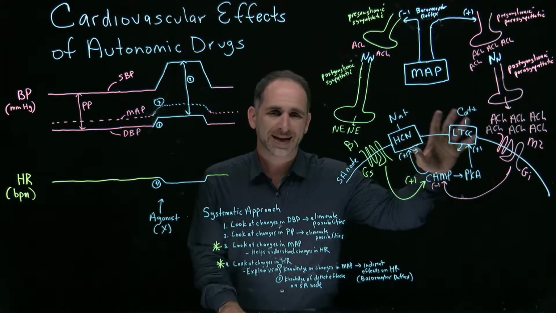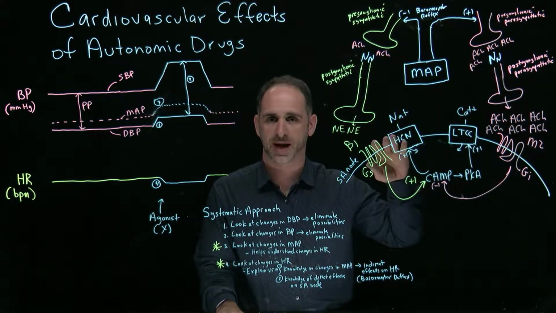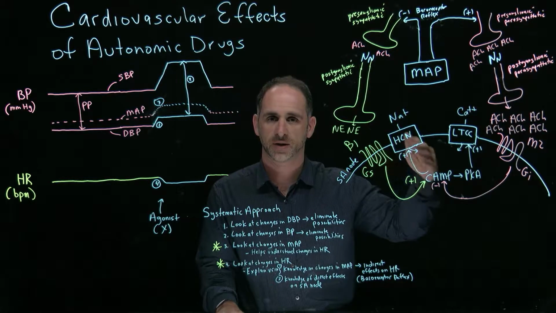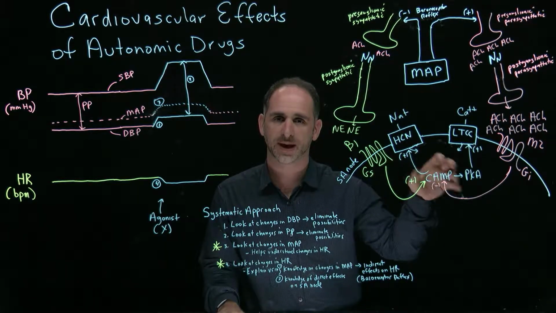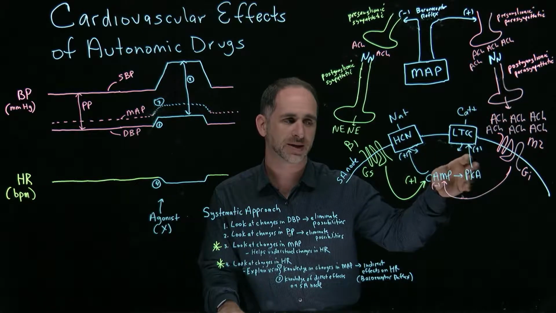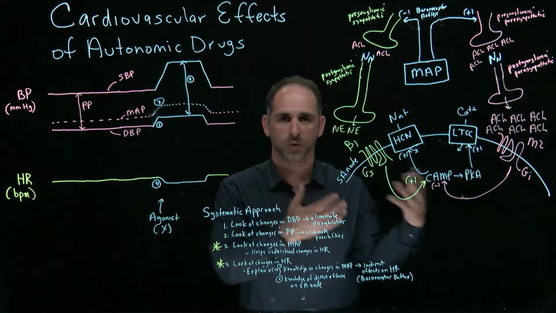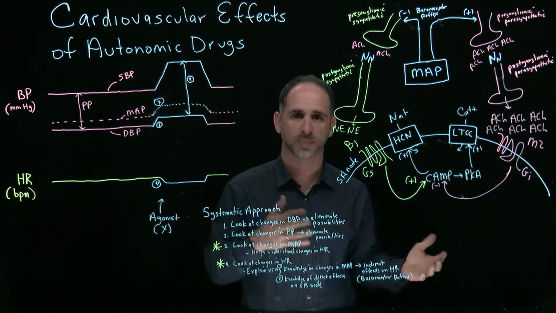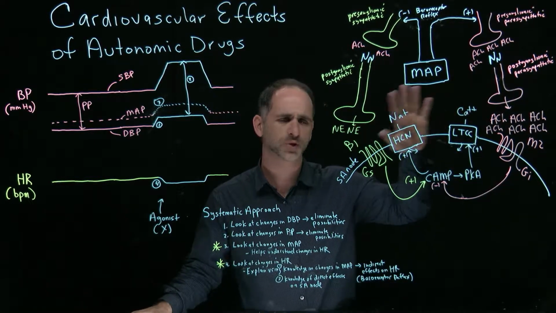So in the SA node then, it's the rate of depolarization that matters the most for the firing rate and the heart rate, and therefore the levels of cyclic AMP and PKA activity, that's going to ultimately dictate whether or not the heart rate is going to go up or down compared to the resting state. All right?